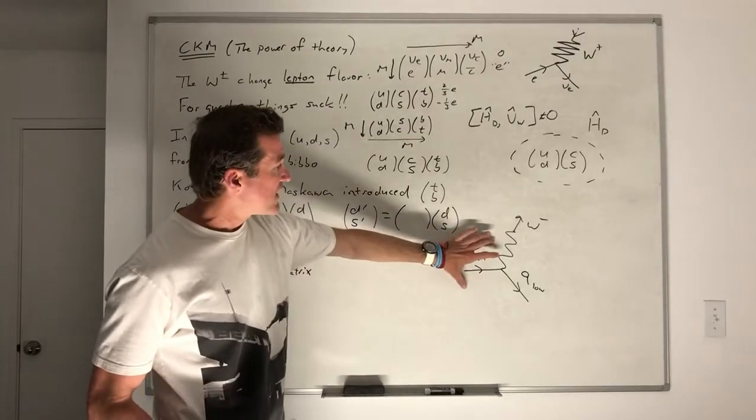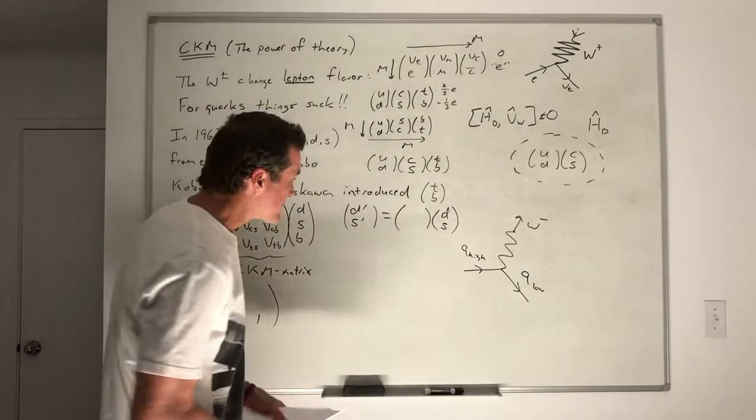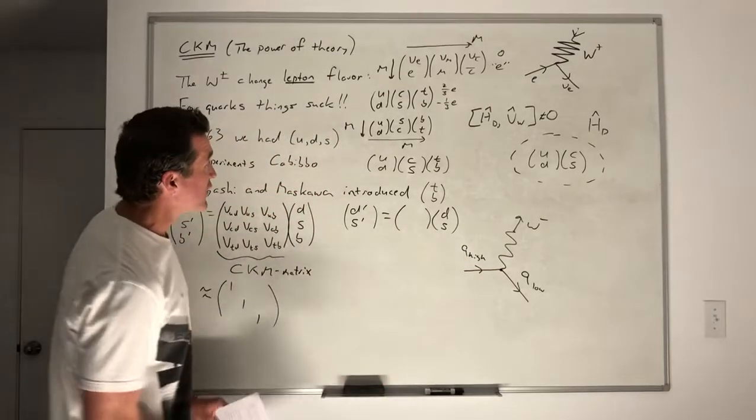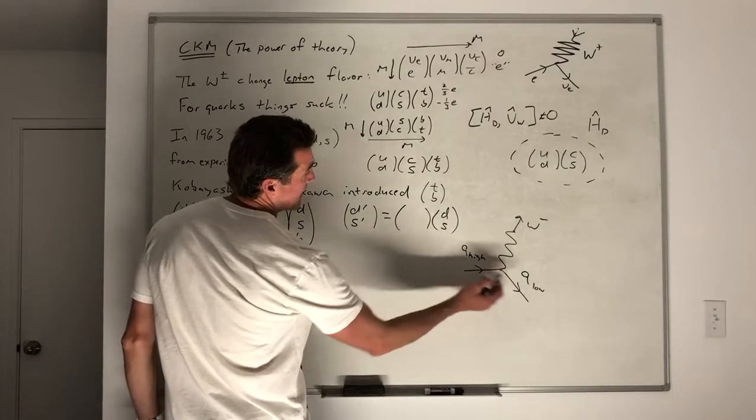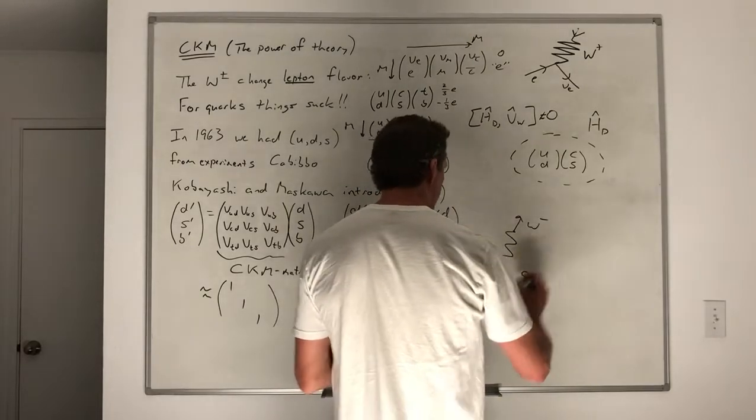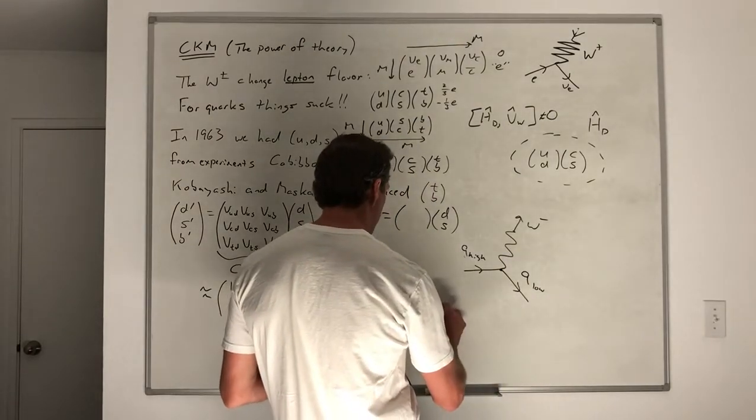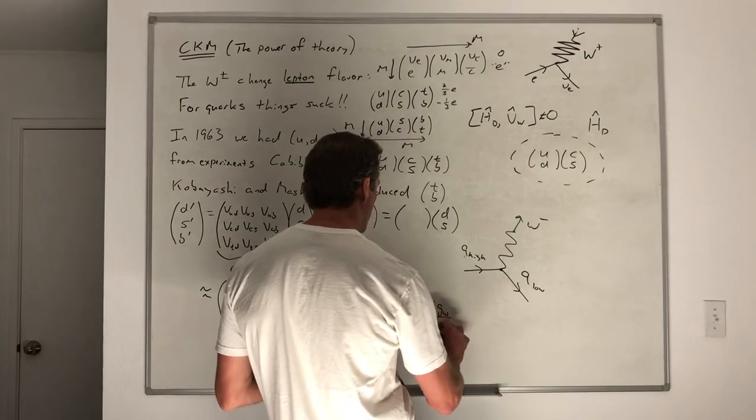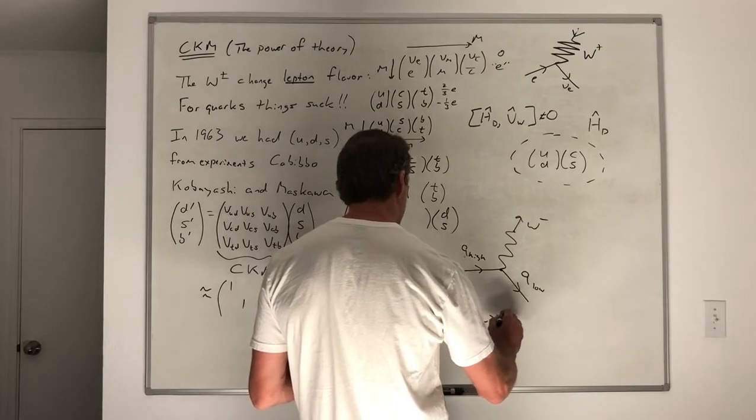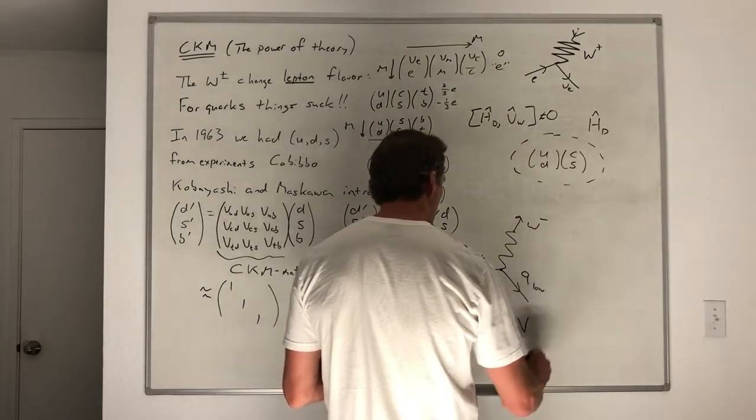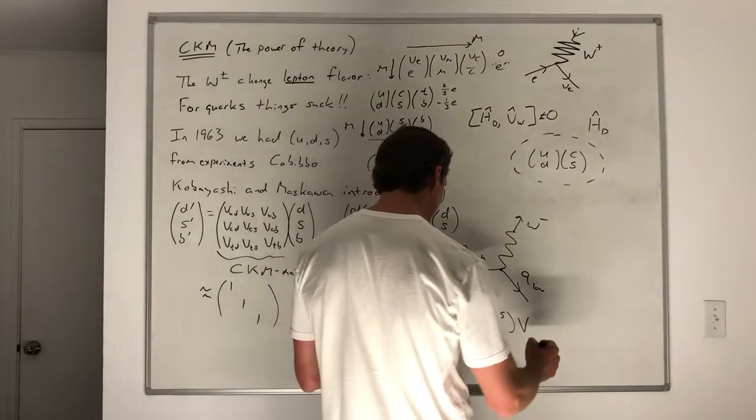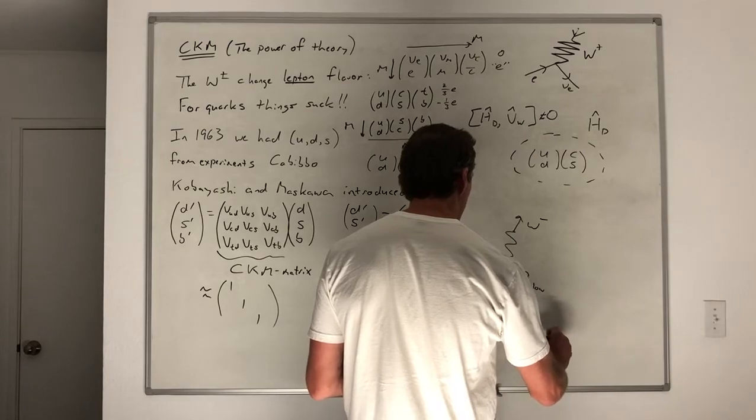So when you're calculating the diagram, it depends on whether you're doing an up and a down, an up and a strange, or an up and a bottom, but the vertex factor is just minus i g_W over 2 root 2, gamma mu (1 minus gamma 5), times the Cabibbo-Kobayashi-Maskawa matrix element from the high to the low.